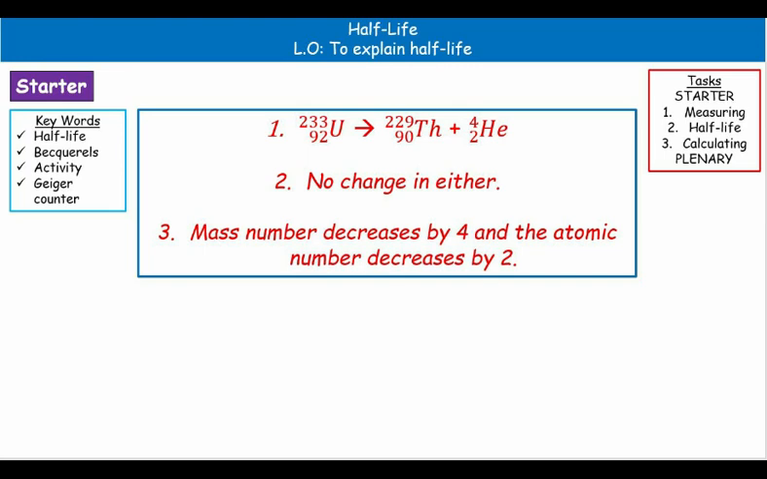For number 2, we shouldn't have seen a change in either mass number or atomic number because gamma is just an electromagnetic wave, remember. And then finally, for question 3, the mass number decreases by 4, give yourself a tick for that bit, and the atomic number decreases by 2. So add up your score, it'll be out of 4 for this one, so 1 mark for question 1, 1 mark for question 2, and the potential 2 marks for question 3. So give yourself a score out of 4 in your books.